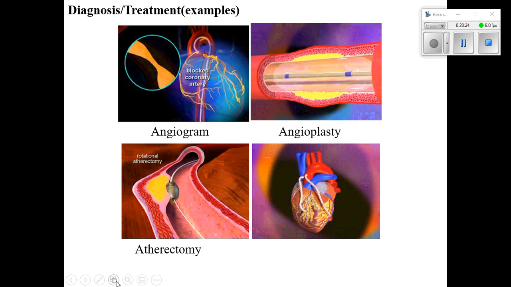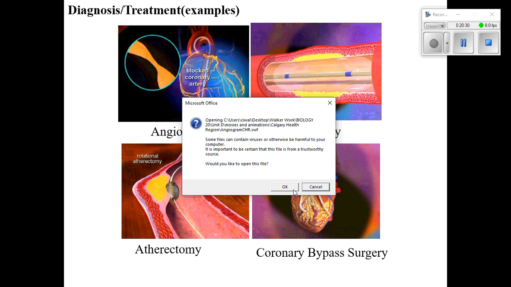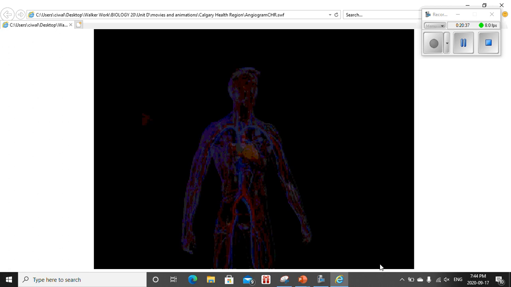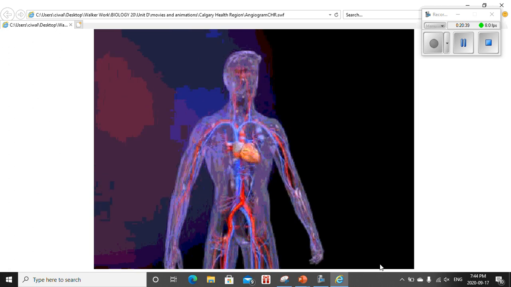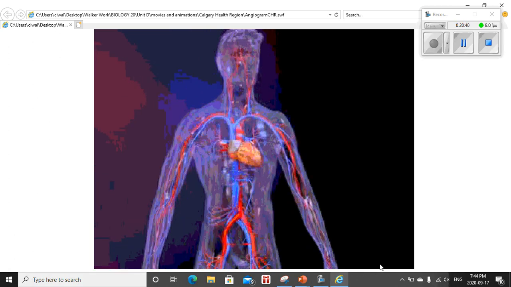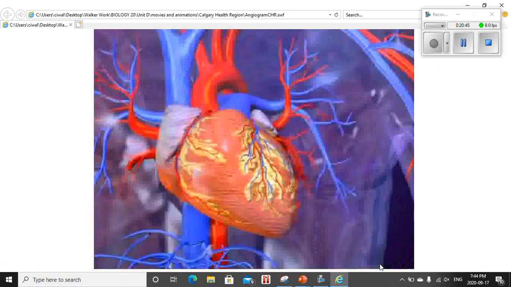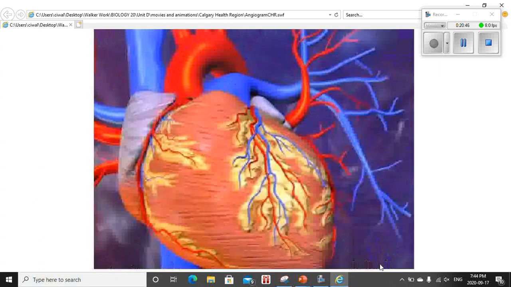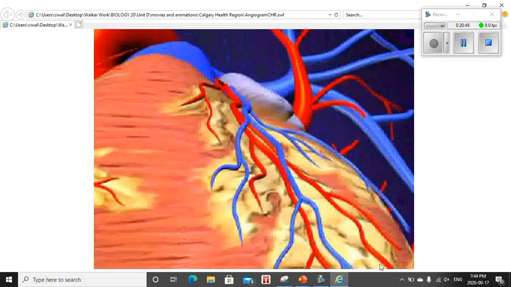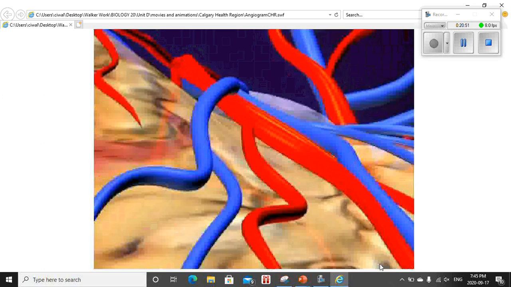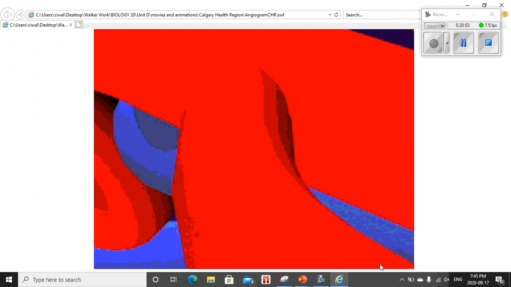So angioplasty, atherectomy, and what's called a coronary bypass surgery. Let's take a look at this one here for the angiogram. So again, this would be if someone goes to the doctor, they're experiencing chest pain, the doctor would send them for an angiogram, and they're kind of saying, let's get a picture of the blood vessels and see if there's a blockage. Blood vessels don't show up on x-rays, so what they need to do is get something into the body in order to make the blood vessels visible.